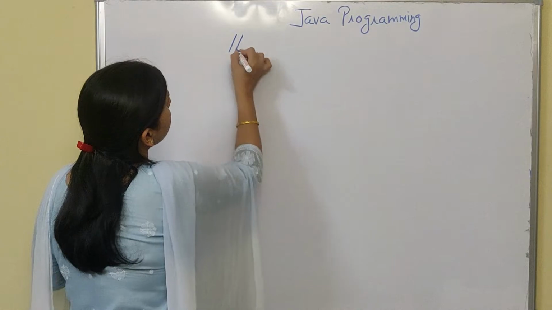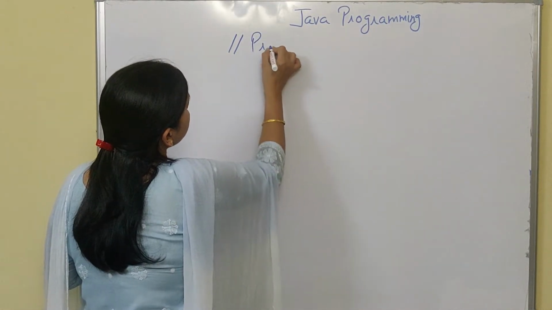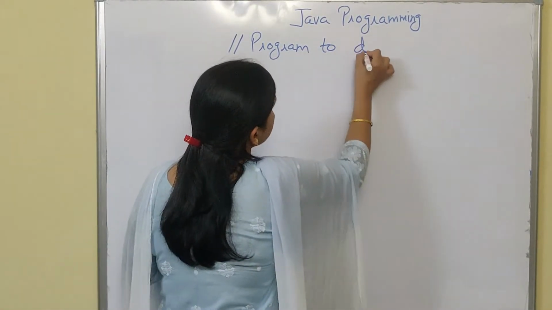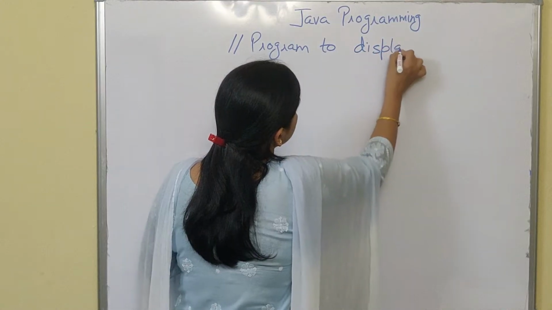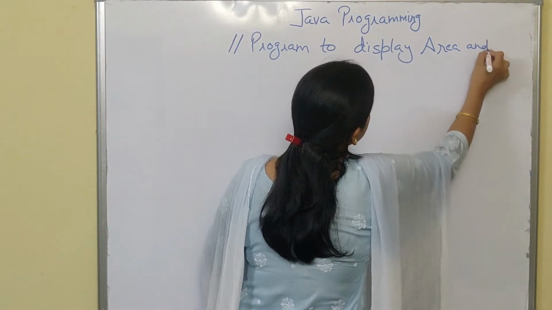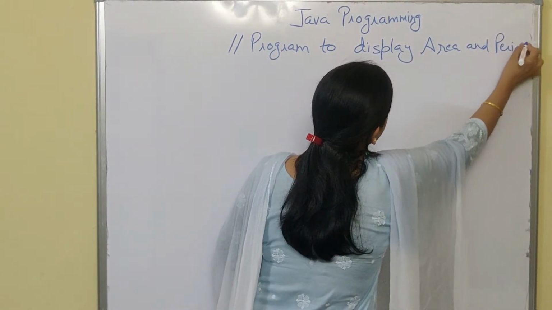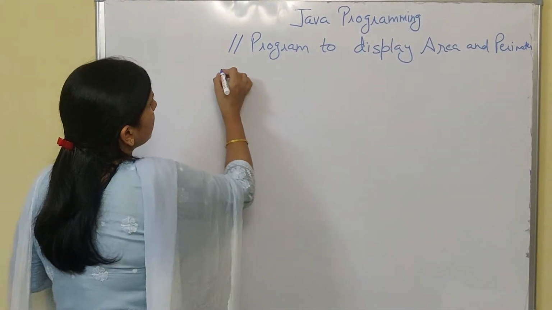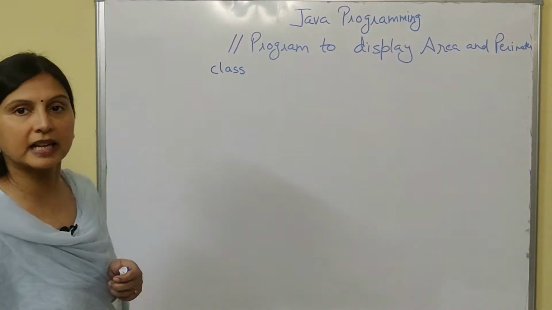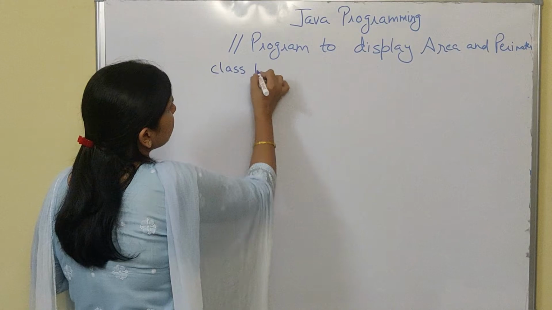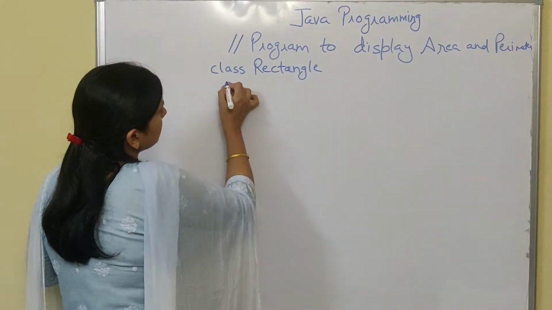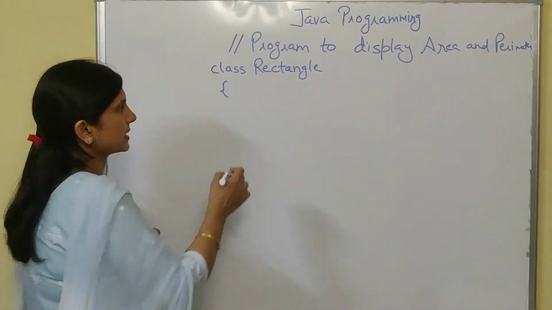First, we will make a comment: program to display area and perimeter. Fine. Then class. What should be the class name? You can give Rectangle. Then the opening braces of the class.